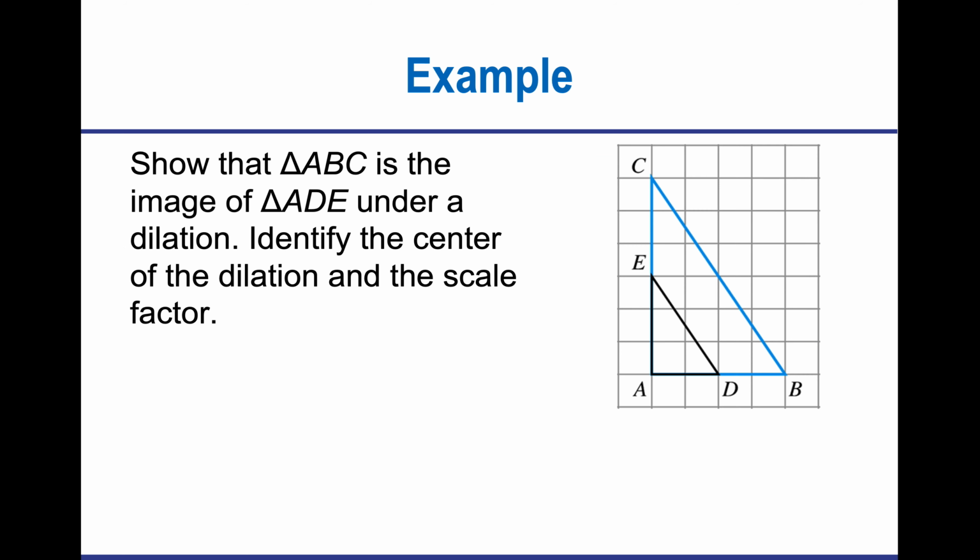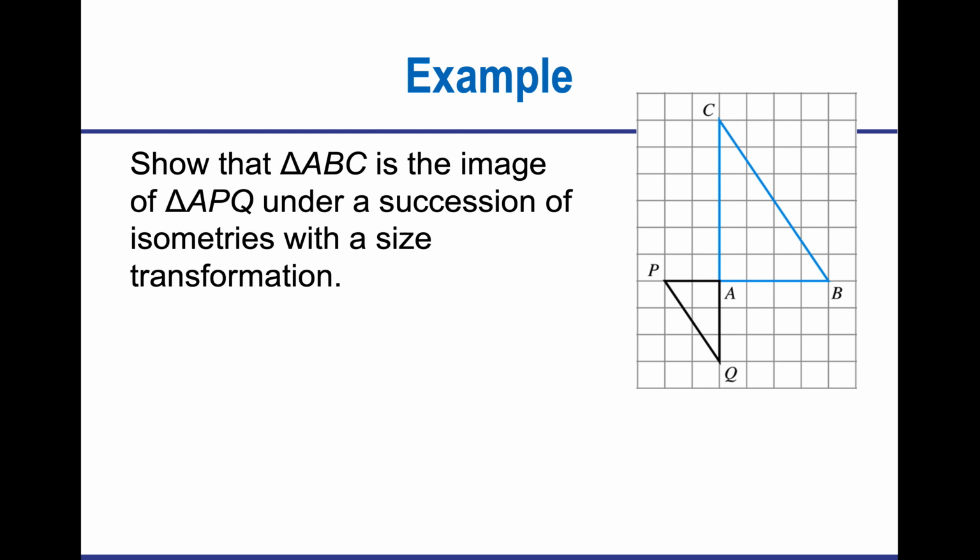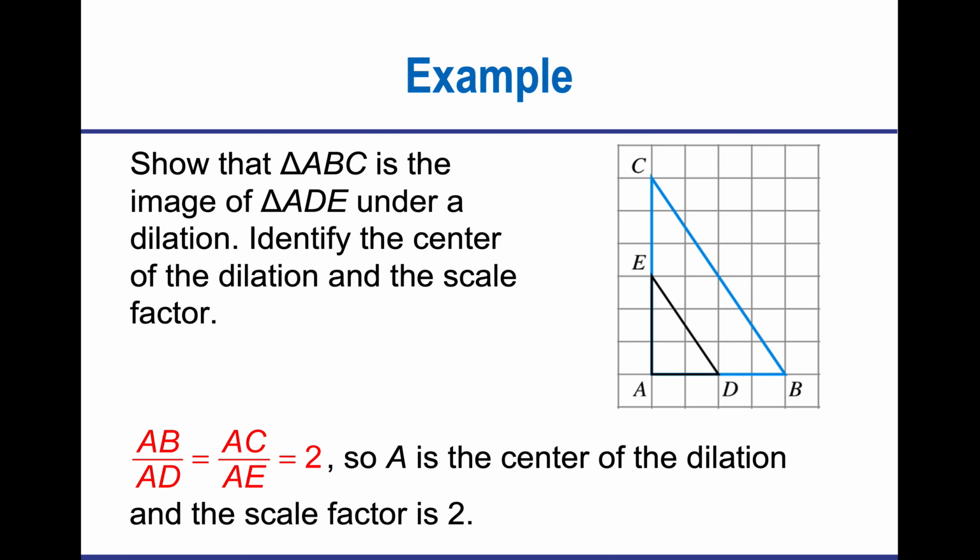If I'm looking to know if ABC is a dilation of AED, I'm going to take the ratio of the sides. I know that AB is 4 units and AD is 2 units, so I get 2. Then I compare AE to AC, and I get another scale factor of 2. That's telling me that I'm utilizing the same scale factor, and I'm doubling the original size of that triangle.